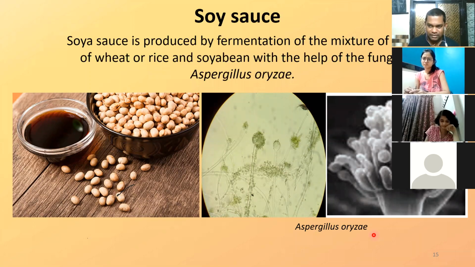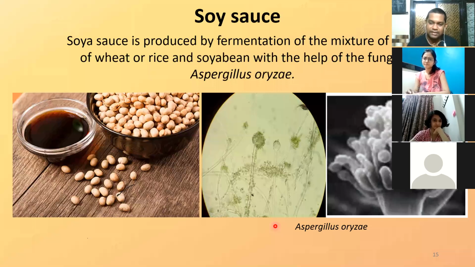ये microscopic fungi है Aspergillus oryzae, as you can see. This Aspergillus oryzae is treated with or added to the flour of wheat or rice and soybean. तो उसमें से जो प्रोडक्ट निकलता है फर्मेंट होने के बाद, that is the soy sauce. So this example is also given to you because there is a microorganism involved. It is a fungus.